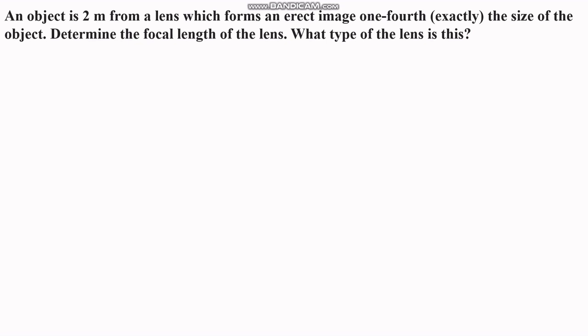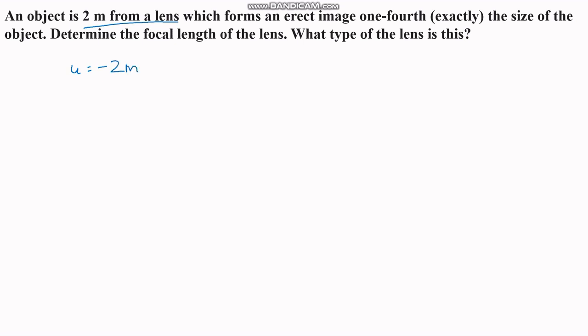Next numerical says an object is 2 meter from the lens which forms an erect image 1/4 the size of the object. Determine the focal length of the lens and what type of lens this is. Now in this situation, object is 2 meter from the lens. Whatever lens may be, you all know object distance is always negative. So u is minus 2 meter.